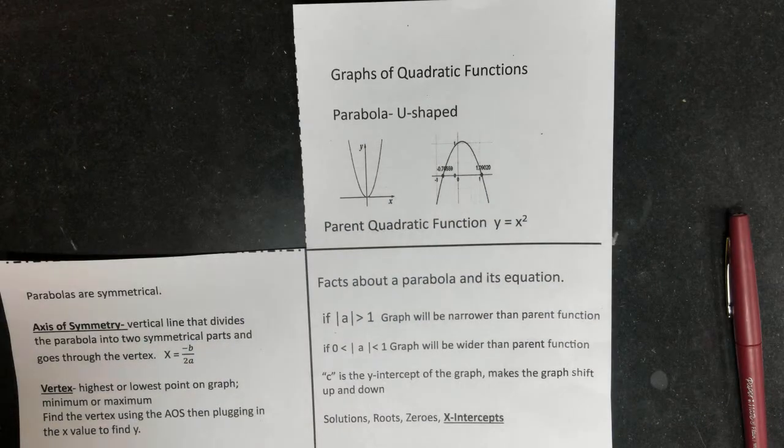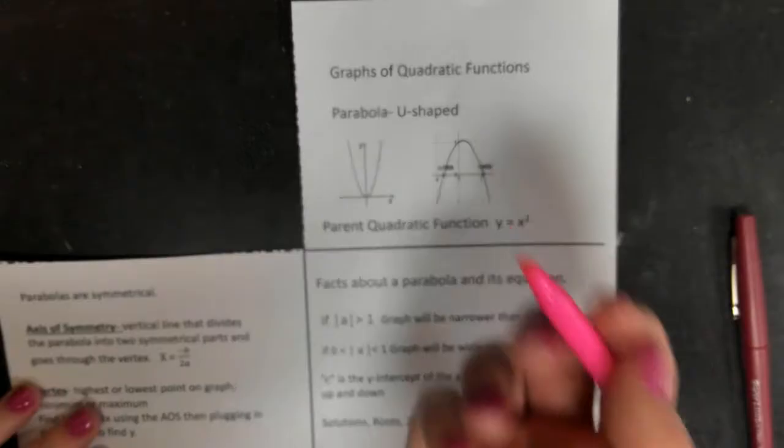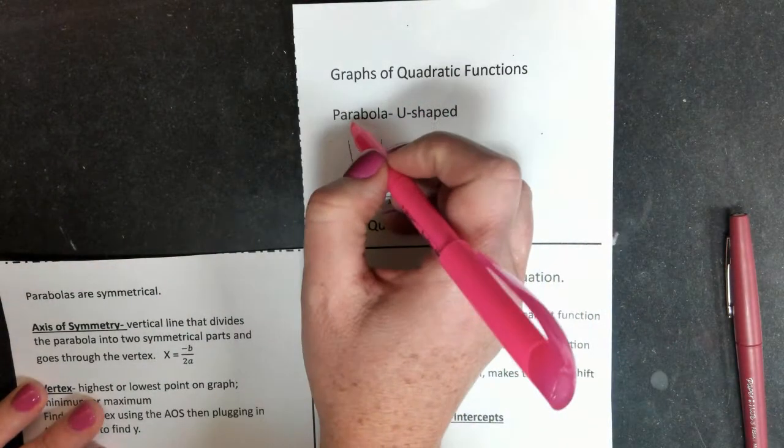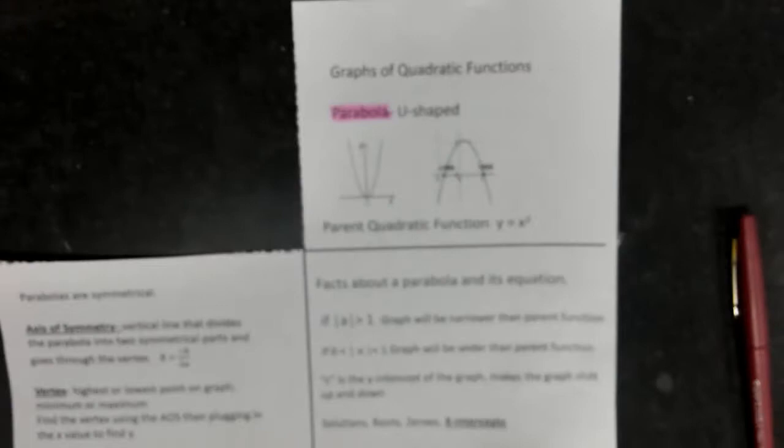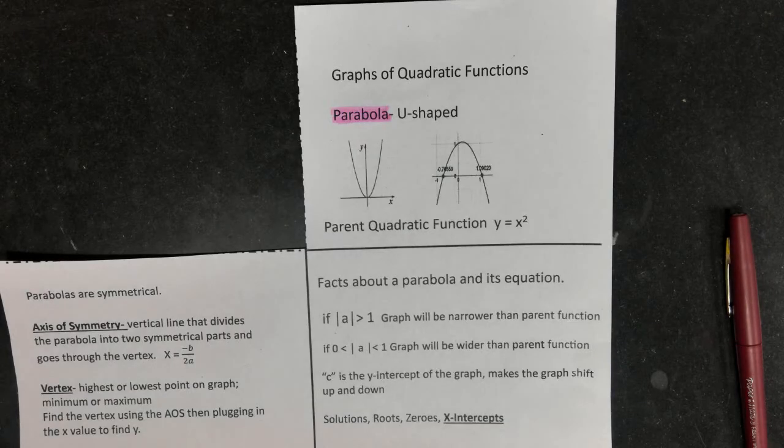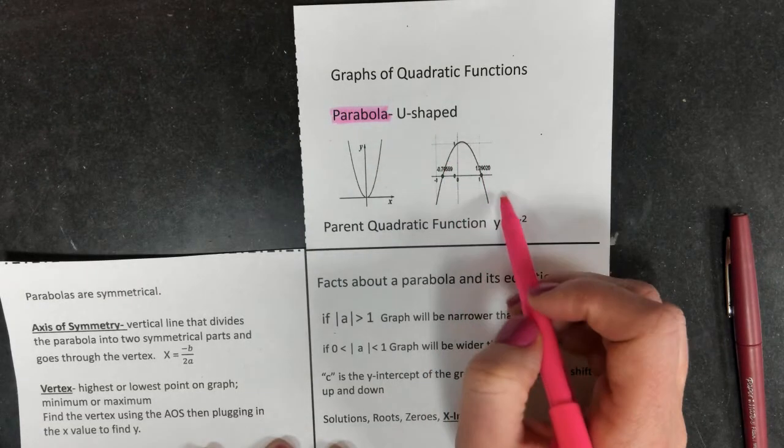Okay? So the first thing I want you to know is that the graph of a quadratic function is called a parabola. It is U-shaped, okay, and we've seen graphs like this before, but it is U-shaped. Notice the graph can open up or it can open down.